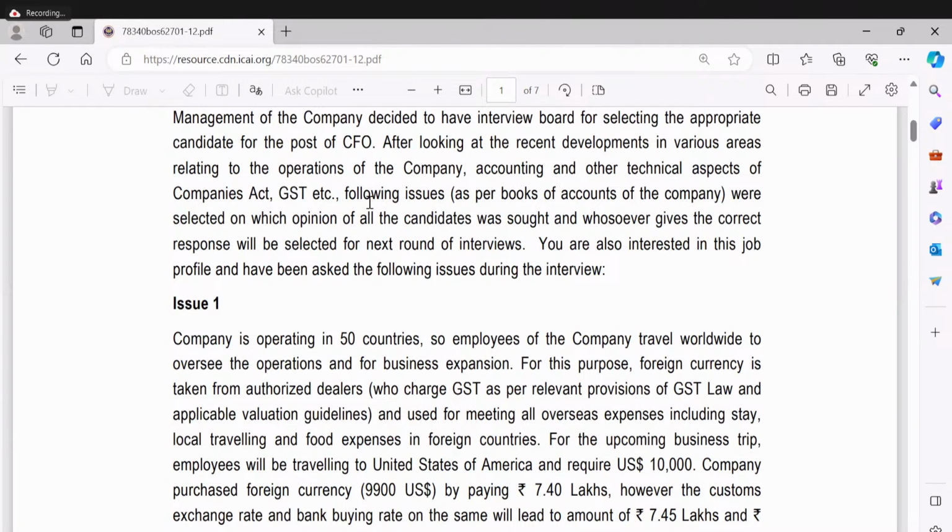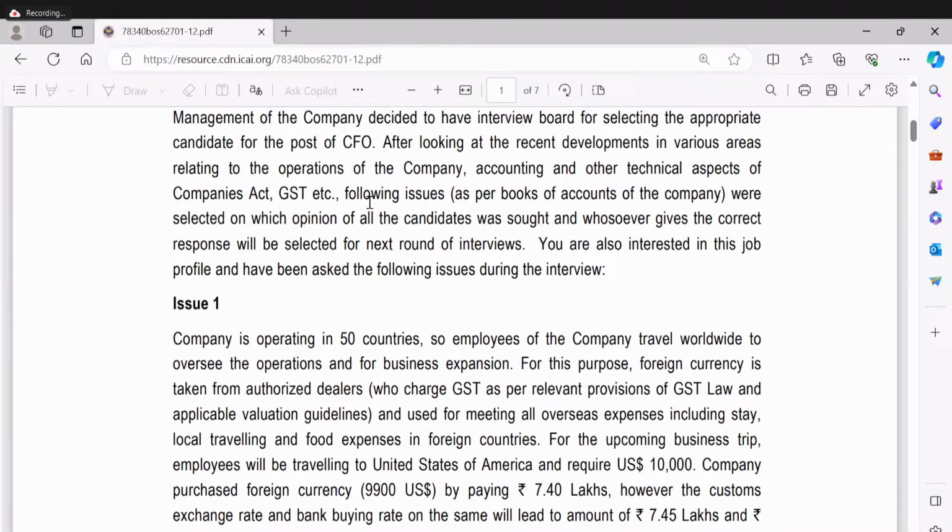So this is how they decided that they are going to select the new CFO. They will give them certain issues which are related to this company, relating to law, then accounts, and indirect tax laws, GST, customs, and also the direct taxes. Whosoever gives the correct response will be selected for the next round of interview. So the first shortlisting will be on the basis of the answers, the solutions provided by the candidates for these issues which the company poses before the candidates.